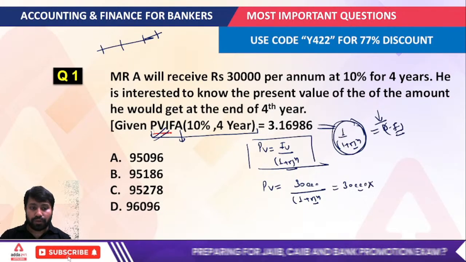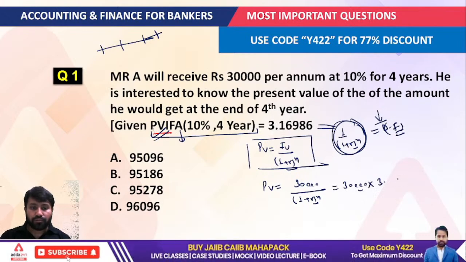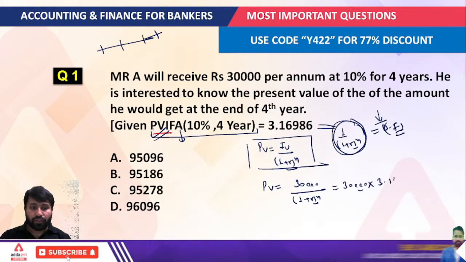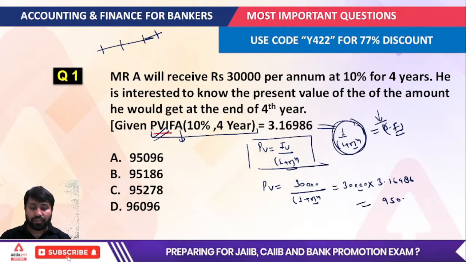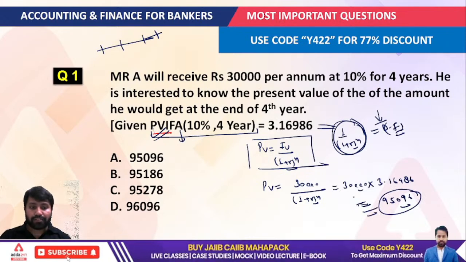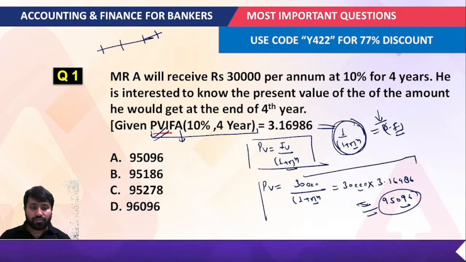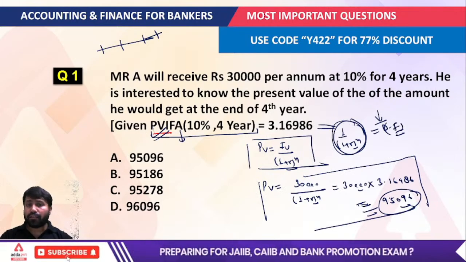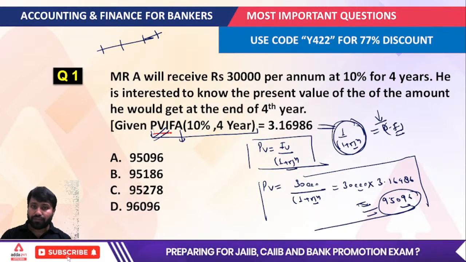Now you would just multiply 30,000 by 3.16986, and you will get the answer of approximately 95,096. Okay, so that's how you calculate the questions on present value interest factor, present value, and future value.